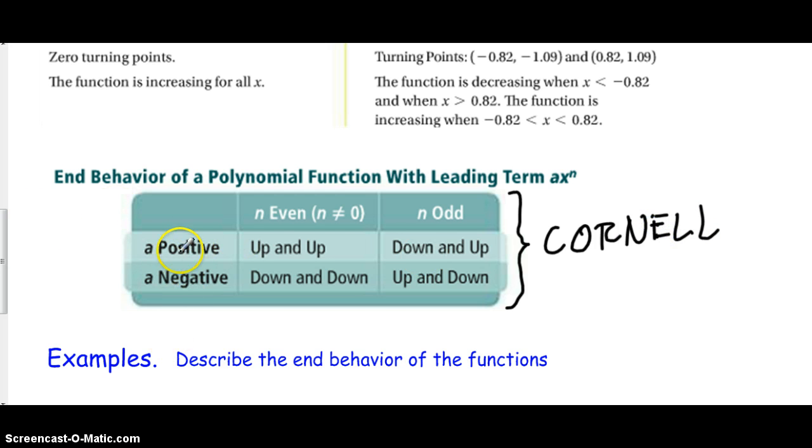This again describes the end behavior. Positive, even: up, up. Positive, odd: down and up. Negative, even: down, down. Negative, odd: up, down. You might want to also try and write this as a positive, negative, even, and odd chart.